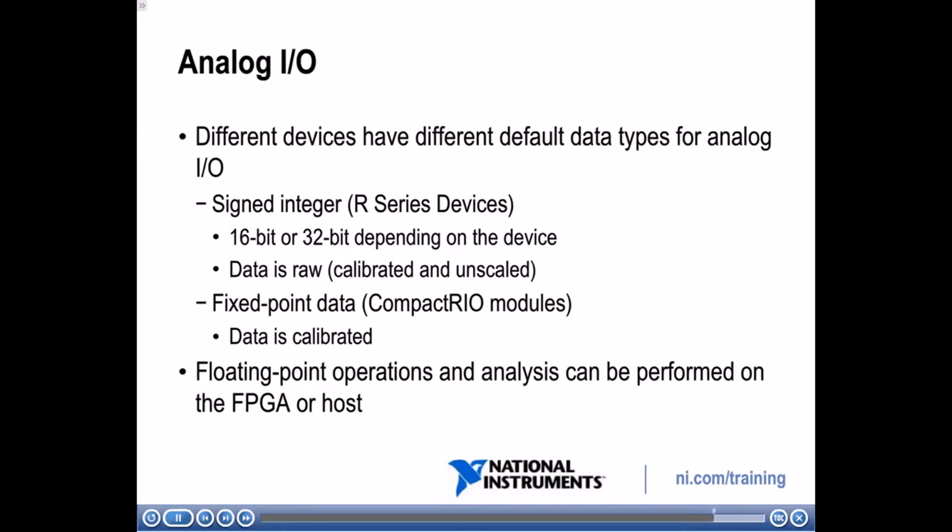If you're using a CompactRIO module and you're doing analog I/O, generally you're going to get your data returned as fixed point data, and this data is going to be calibrated already. We'll talk about fixed point a little bit later in some of the later lessons. If you need to do floating point operations or analysis, you can either do this on the FPGA or you can also do it on the host. Now you can describe different FPGA I/O data types. Next, we will scale R-series analog I/O by using integer math.